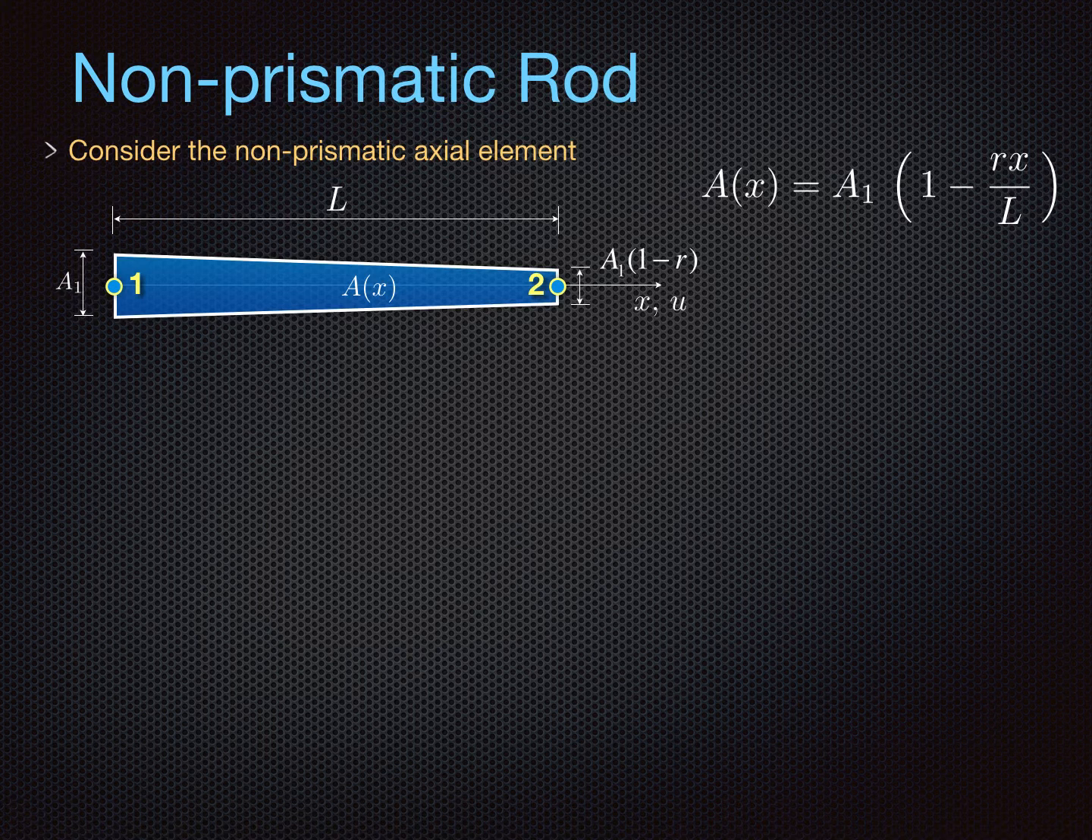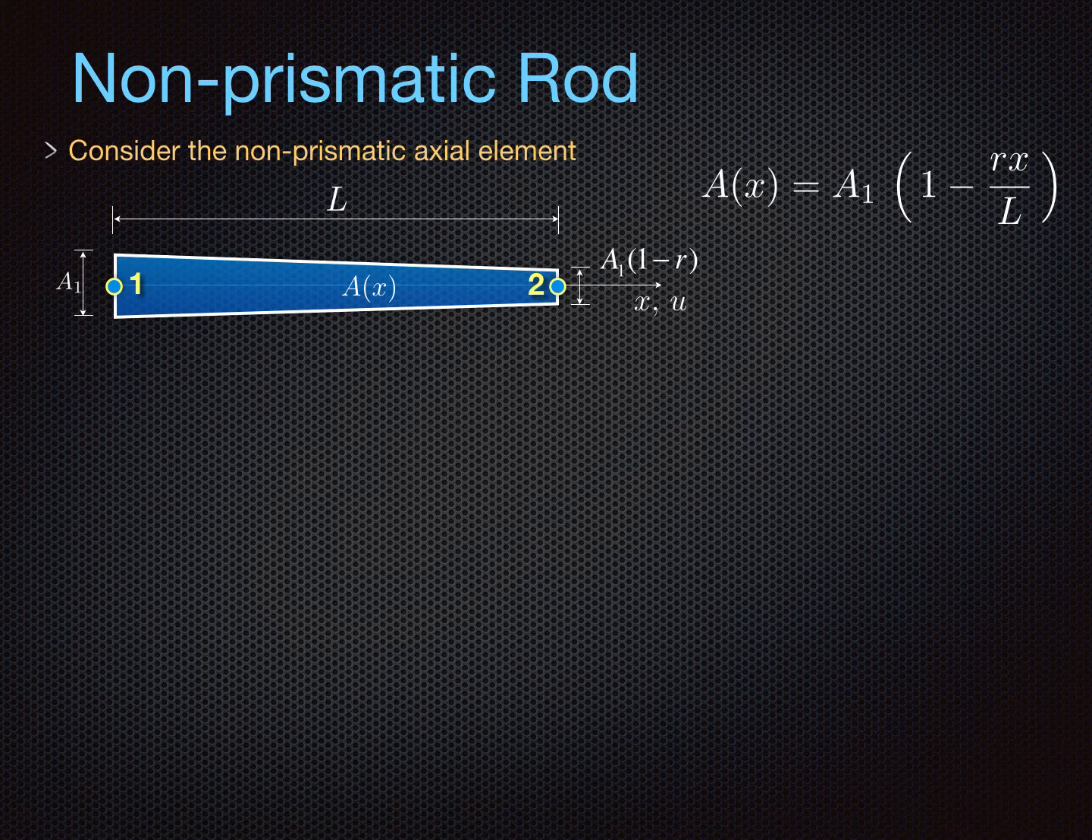And if you evaluate this formula at x equals L, you end up with A1 times 1 minus r as the area on the right-hand side. So we can then use r as an input parameter, a geometry parameter that controls how much this variation is from one end to the other. When r is equal to 0, we're obviously looking at a prismatic beam. And when r is equal to 1, precisely, we're looking at a beam with a sharp end.